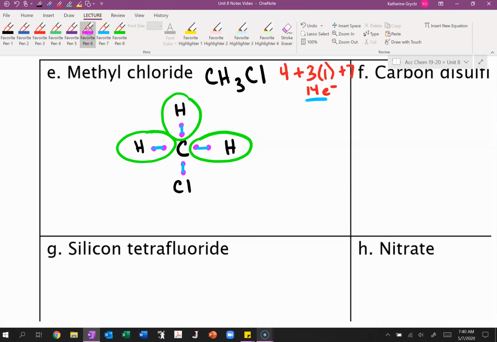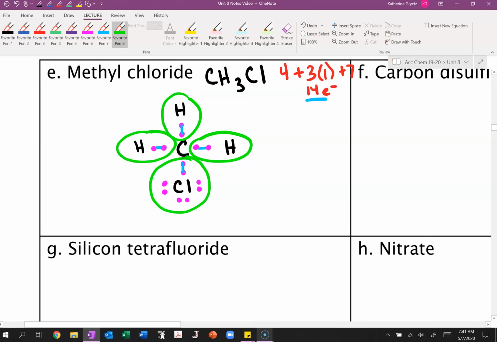So the one that's missing its octet, though, is chlorine. Chlorine is energy level number 3. It can hold up to 8, or it can hold more than 8, actually. But we want to complete its octet. So we're going to go 2, 3, 4, 5, 6, so that now our chlorine has 8 electrons in it.